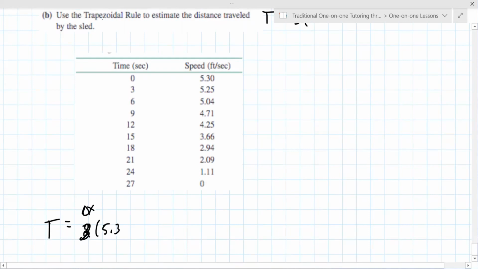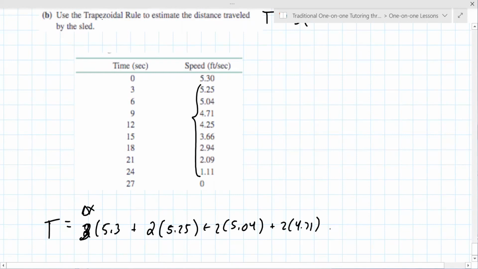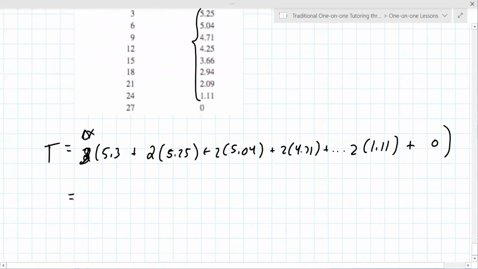That's your delta x, plus 2 times each of these in the middle. So it's 2 times 5.25 plus 2 times 5.04 plus 2 times 4.71 and so on, 2 times 1.11, but the endpoint is just by itself. It's just 0. So what some students do or some instructors show is it's 5.3.